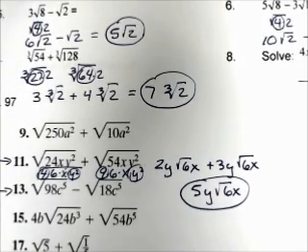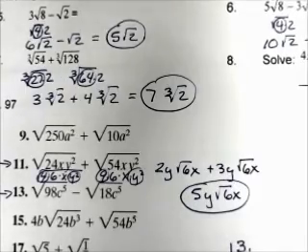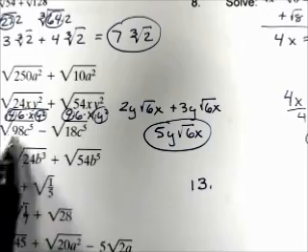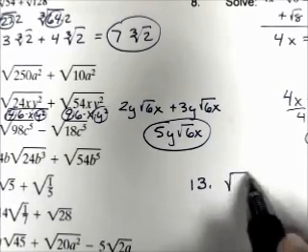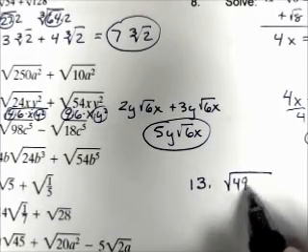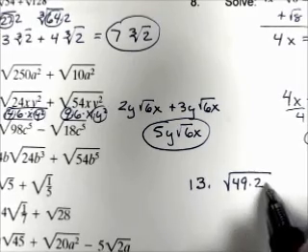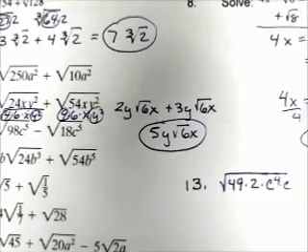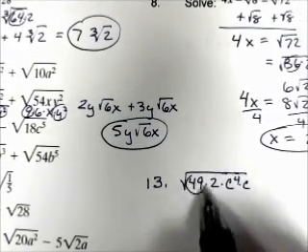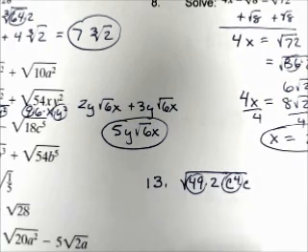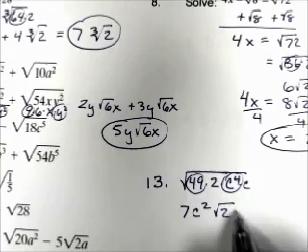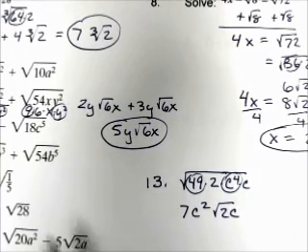Next, number 13, okay, so number 13. Square root of 98c to the 5th. Let's break down 98. That's 49 times 2 is 98. And c to the 5th we'll write as c to the 4th times c. Circle the perfect squares. Out come their square roots. So 7c squared, square root of 2c remains.